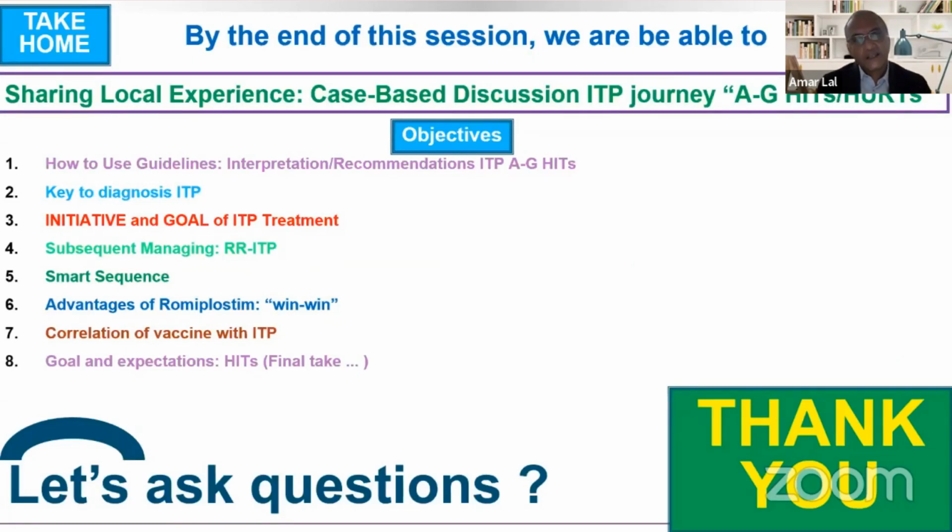So, by the end of our local experience, you have seen what I emphasized: how we use the guideline to make a key diagnosis of ITP, how we initiate treatment and what the goal of ITP treatment is, how we use subsequent management and sequencing, what the win-win of romiplostim is, and the correlation of the vaccine with ITP. And this is my final.